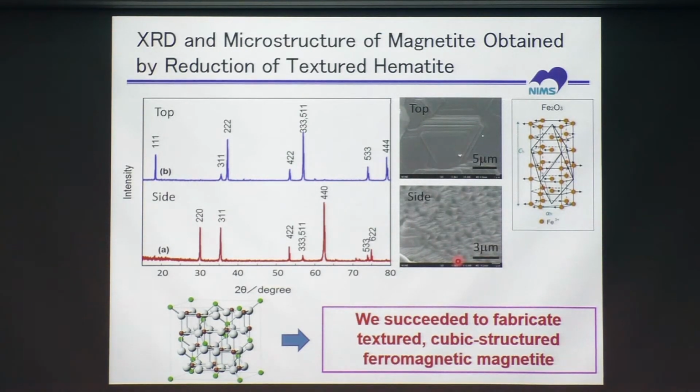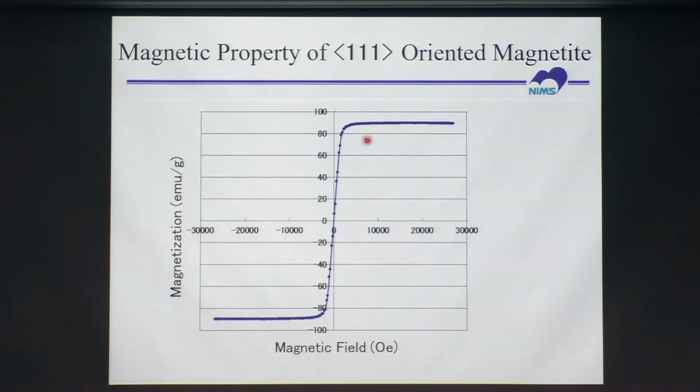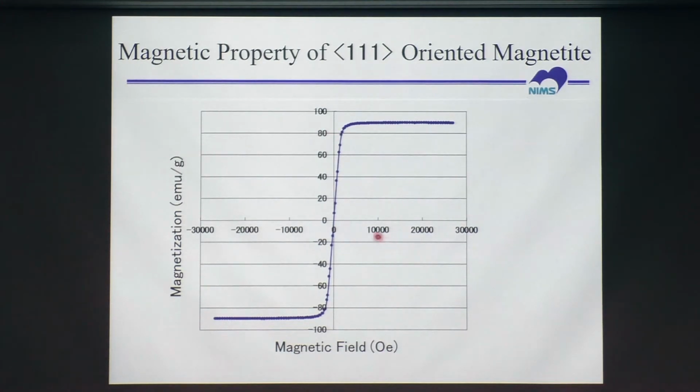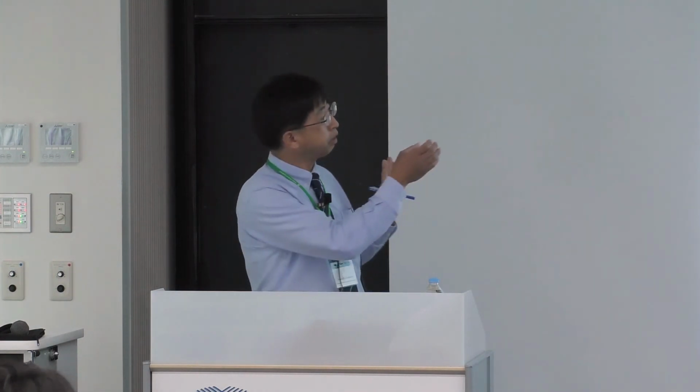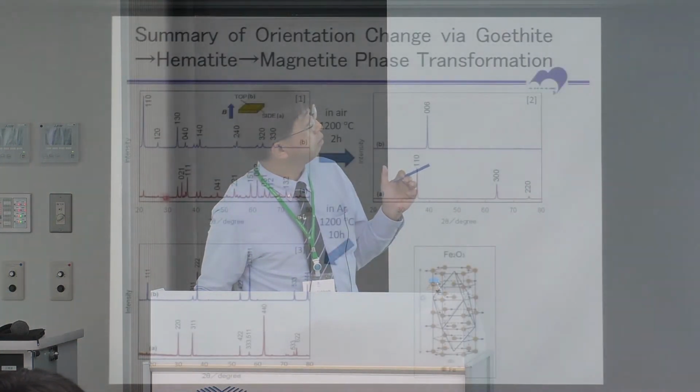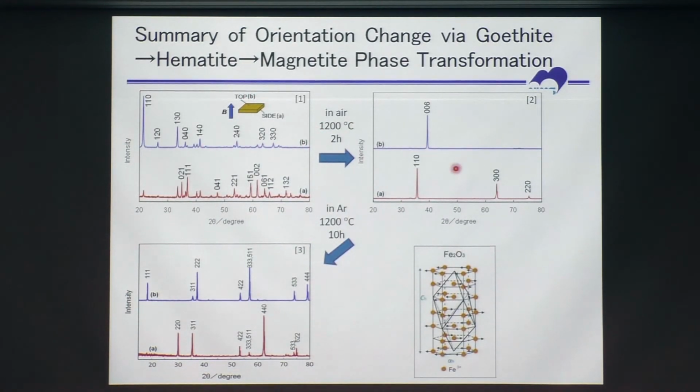After making a dense magnetite body, we checked the magnetic property like this. This is the magnetic property of a 111-oriented body measured by a VSM. Looking at the value, I think it is quite high and almost similar to the reported value only for very thin magnetite film. So by using this technique, we can make a magnetite body in high density with quite good magnetic property. This is the summary of the phase transformation of goethite, hematite, and magnetite.